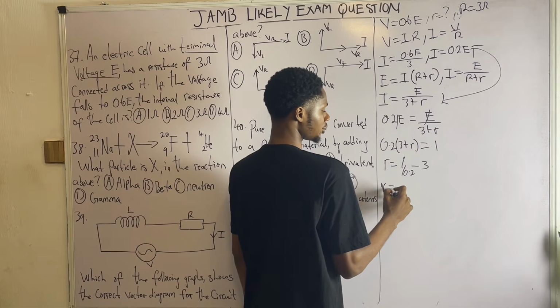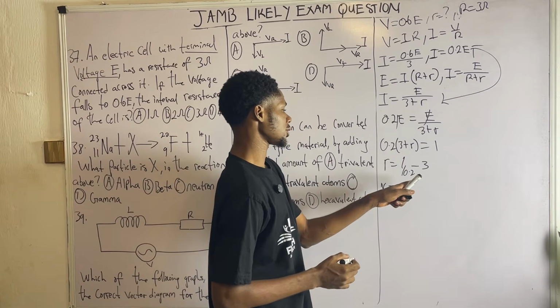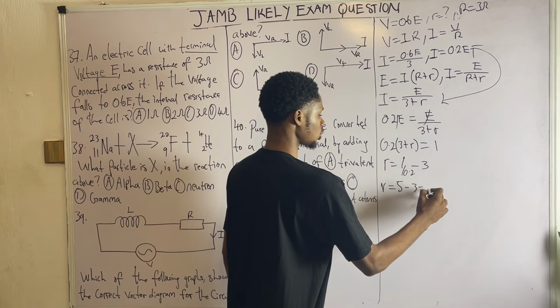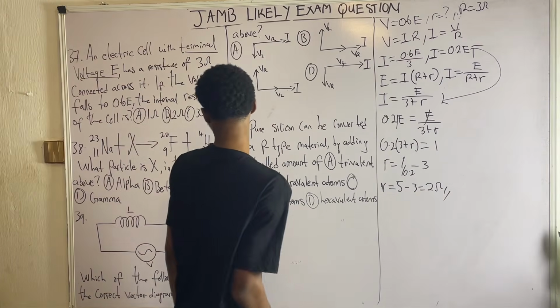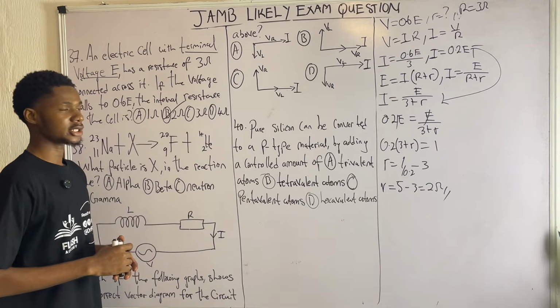So r will be equal to, now 1 divided by 0.2, what are you going to get? This is the same thing as 2 over 10, so that's 10 over 2. So that's 5 minus 3, and that's equal to 2 ohms. That is obviously option B. Very, very correct. That is how a problem like this is tackled.